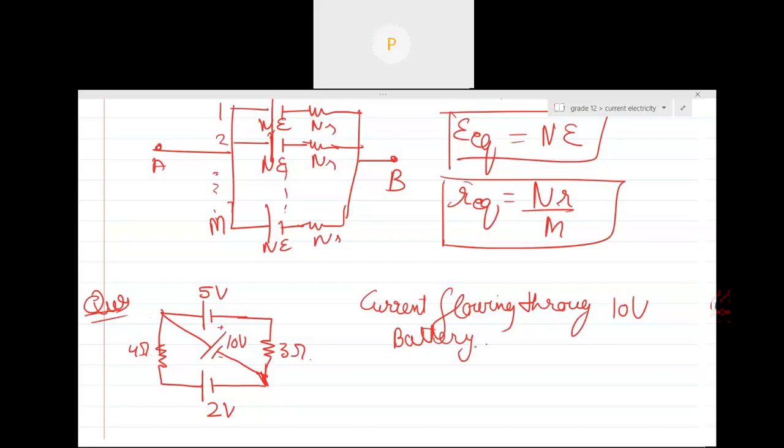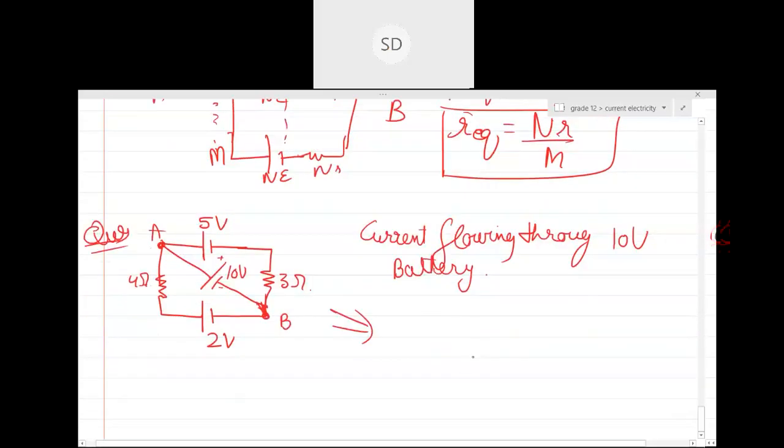4 ohm and 3 ohm are the internal resistance of the 5 and 2 volt batteries, right? It's not necessary, but you can treat this 5 volt as being in series with 3 ohm, as its internal resistance. For the 10 volt battery, nothing. But can you see over here, I can redraw this circuit using branch manipulation.